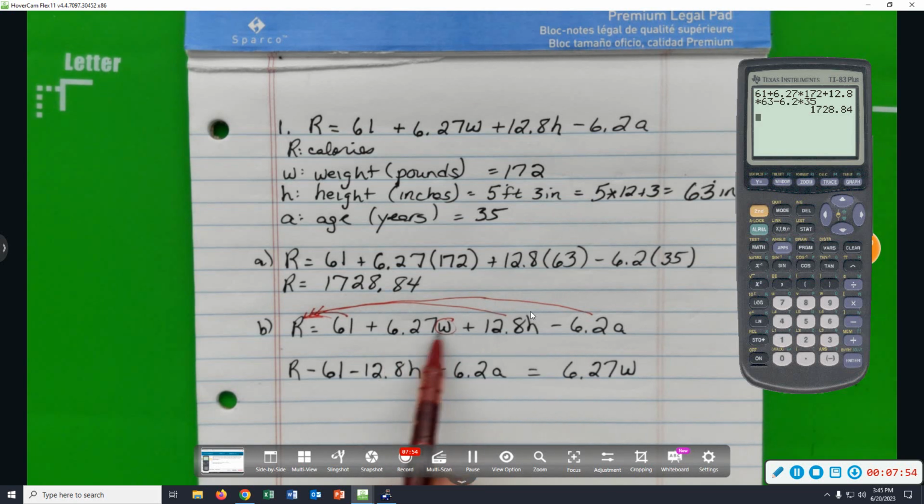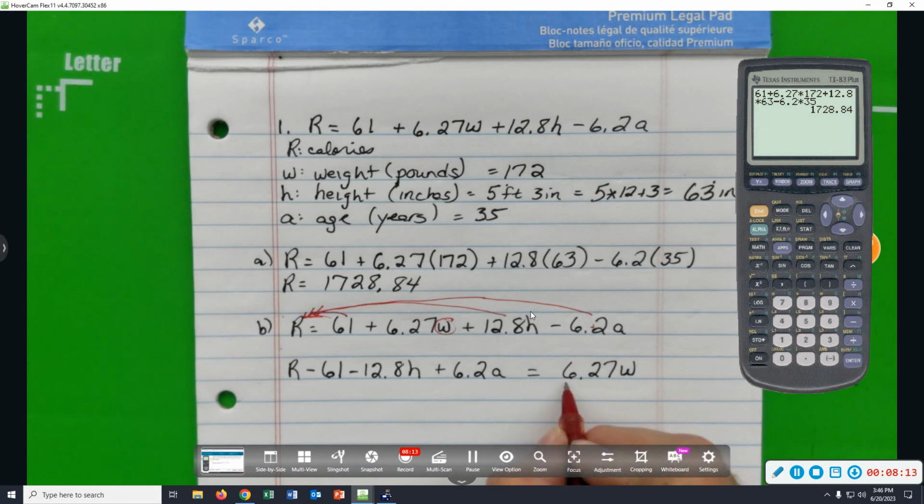Notice I'm isolating the W on the right because this first number here is positive. If it had been negative, if I was solving for A here, I would have moved this over there and moved the R over here. But on this one, I'm trying to solve for W. All that's left to do is divide both sides by 6.27.